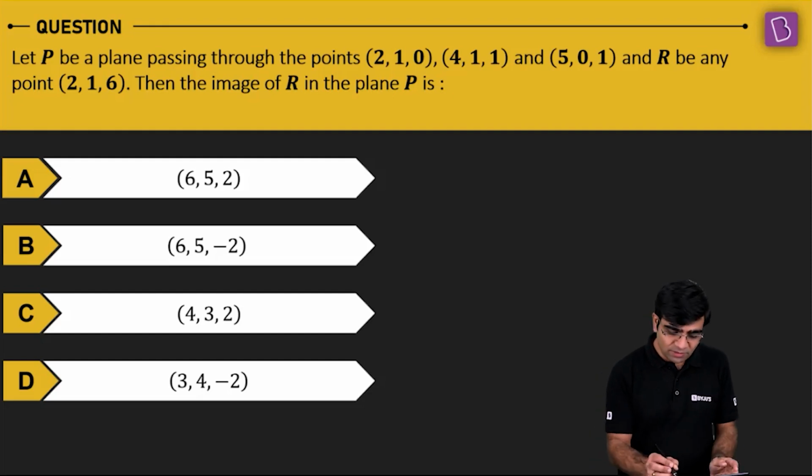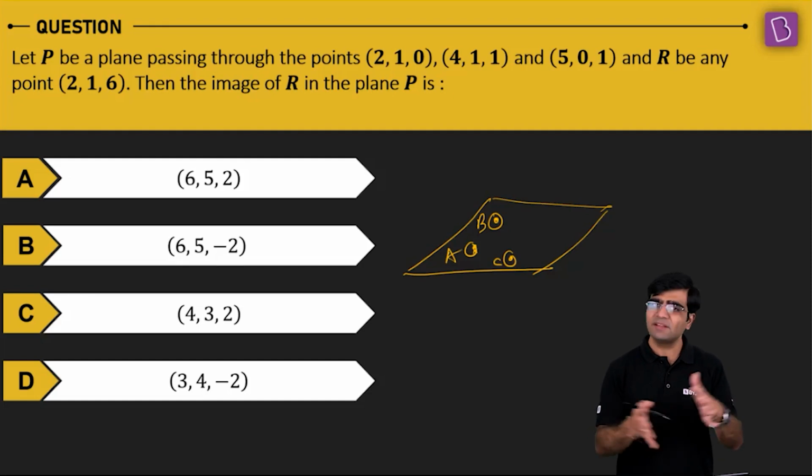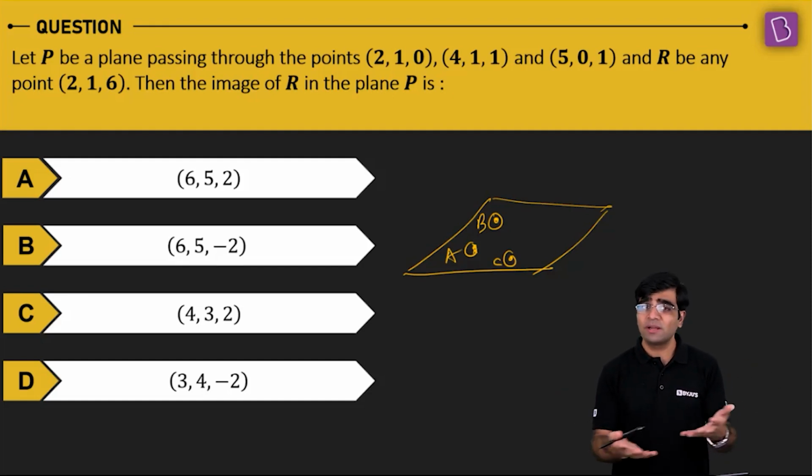Then R is any other point, and I want the image of this R in the plane P. Okay, so what is the situation? Let's say a plane, one point is here, one point is here, one point is here, right? So using these 3 points, let's say A, B, C are lying on this plane. So I'm talking about this plane. It's an infinite plane, right? I cannot draw an infinite plane, so I made a simple possible plane.